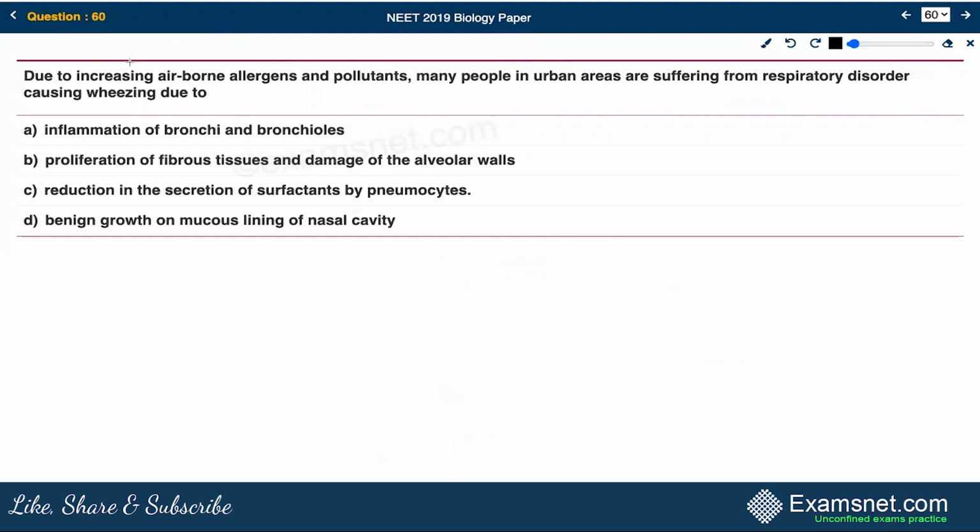Question number 60 says that due to increasing airborne allergens and pollutants, many people in the urban areas are suffering from respiratory disorder causing wheezing due to. Now let me tell you that wheezing is basically a process of asthma. And asthma is a disorder that results in difficulty in the process of breathing, that ultimately causes wheezing due to inflammation in the bronchi and the bronchioles.